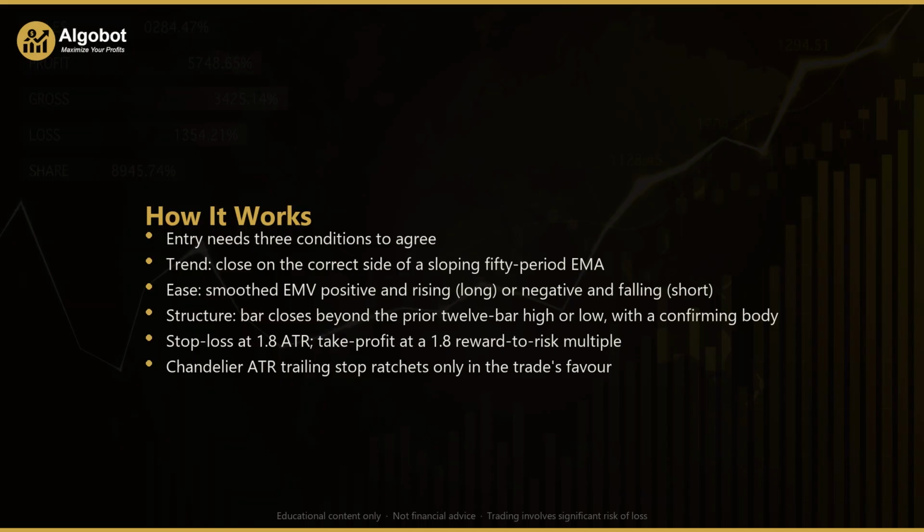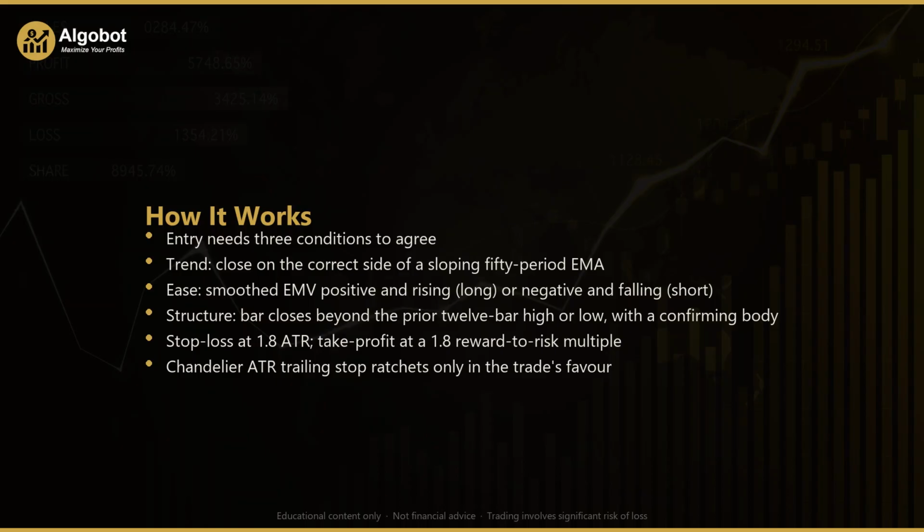A short position is the exact mirror image. Price must close below a falling 50-period average. The smooth ease of movement reading must be negative and falling, and the signal bar must close below the lowest low of the previous 12 bars with a bearish body.